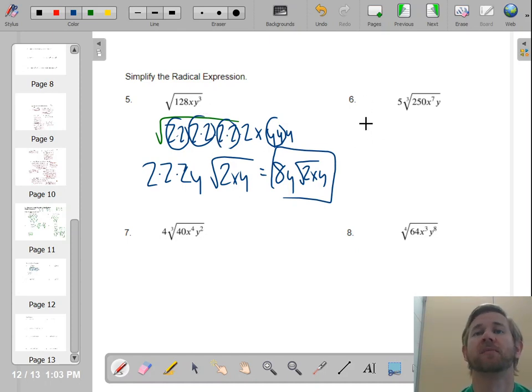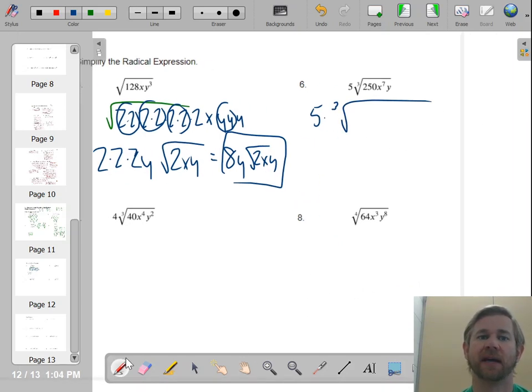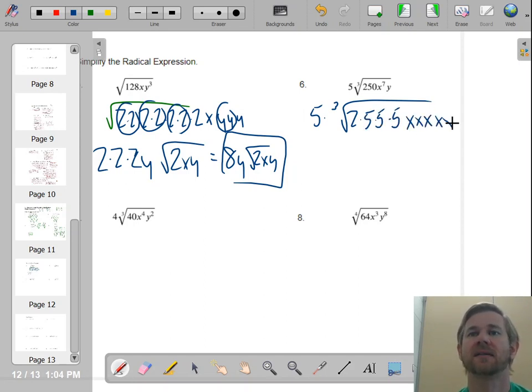When you do cube roots, we're going to play the same game. 250. So I'm going to do a factor tree in my head. That's 2 times 125, which is 5 times 5 times 5. And then x, x, x, x, x, x, x, y. That's what x to the 7th means.